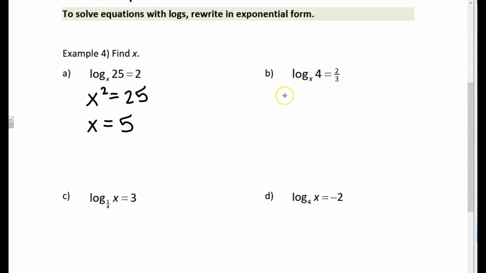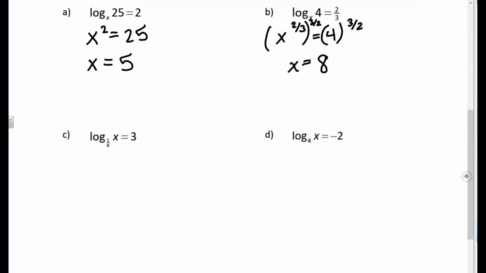So do the exact same thing here. This becomes x to the 2/3 equals 4. In order to get rid of that 2/3, I raise everything to the 3/2. So I get x equals 4 to the 3/2. Well, square root of 4 is 2. Cubed gets me 8.